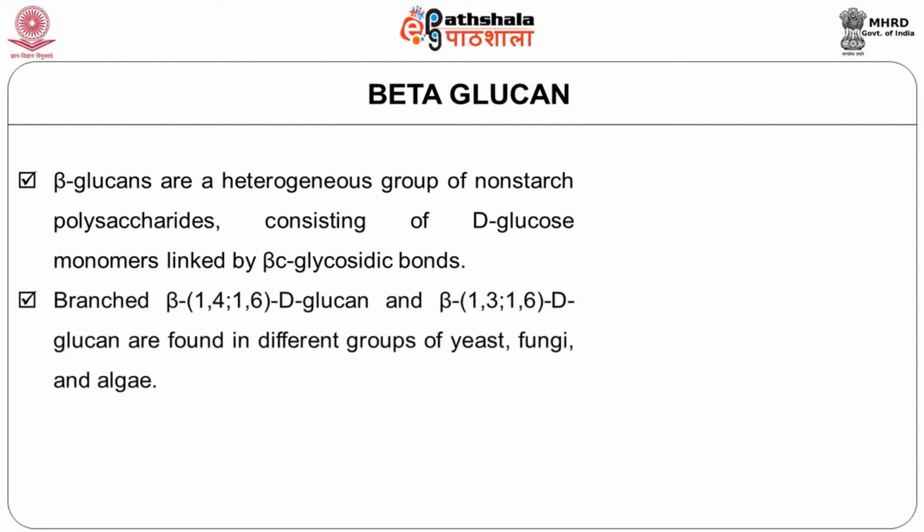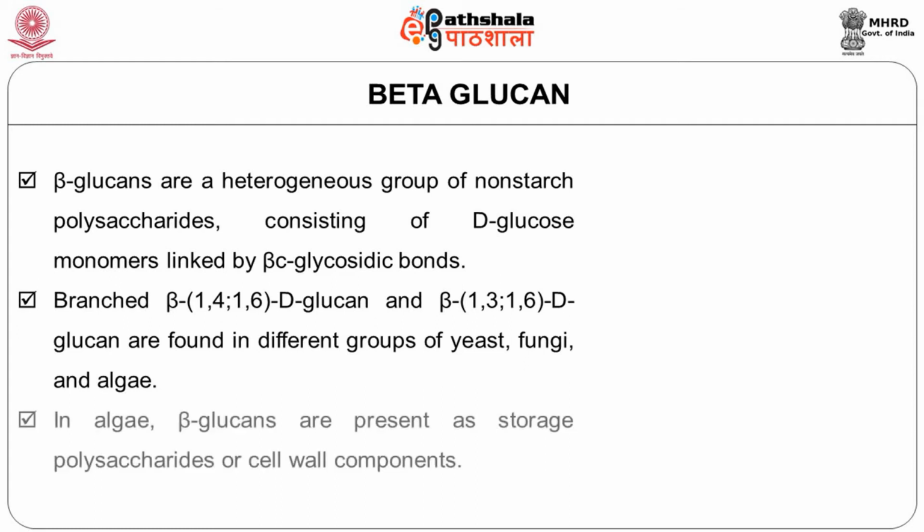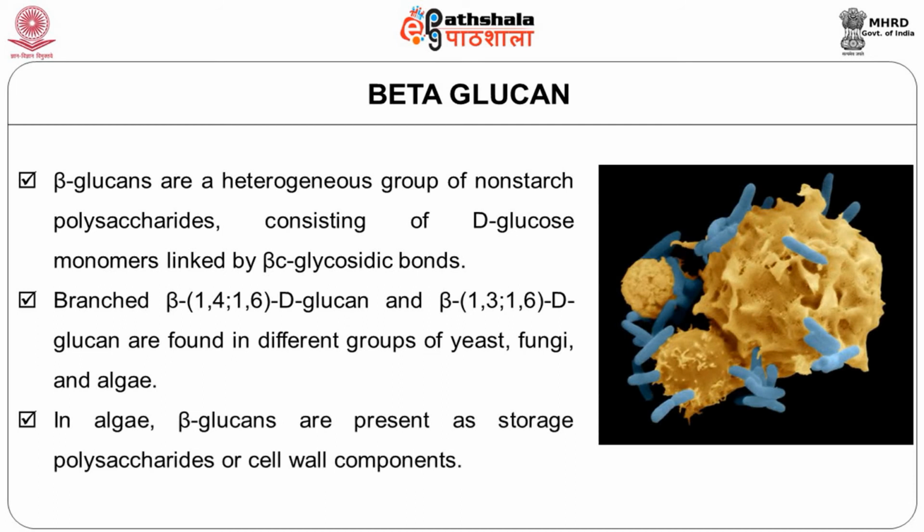Branched beta-1,4,1,6-D-glucan and beta-1,3,1,6-D-glucan are found in different groups of yeast, fungi and algae. In algae, beta-glucans are present as storage polysaccharides or cell wall components.